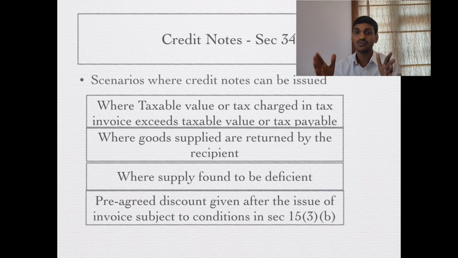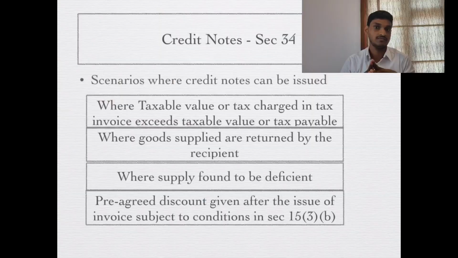The second case is where the goods supplied are returned by the recipient. This is a normal case. We call it sales return, right? In sales return, in the earlier VAT regime, the recipient or the person who is returning the goods would issue a debit note, and the person who sold the goods, the original supplier, would issue a credit note. But in GST, only the supplier who sold the goods will issue a credit note to the recipient, and in turn, the recipient can return the goods.